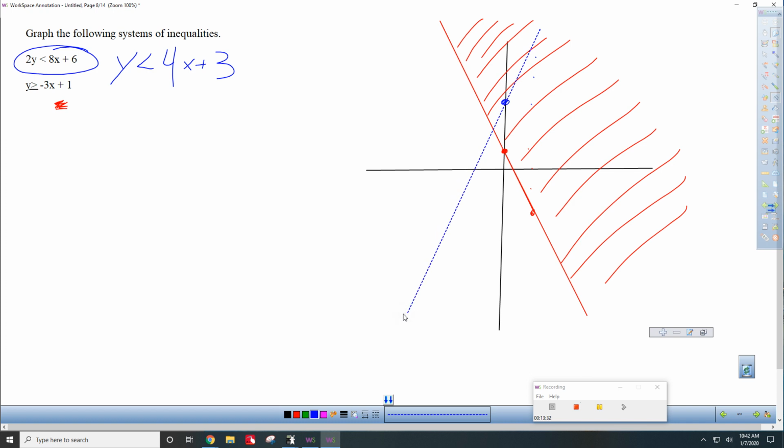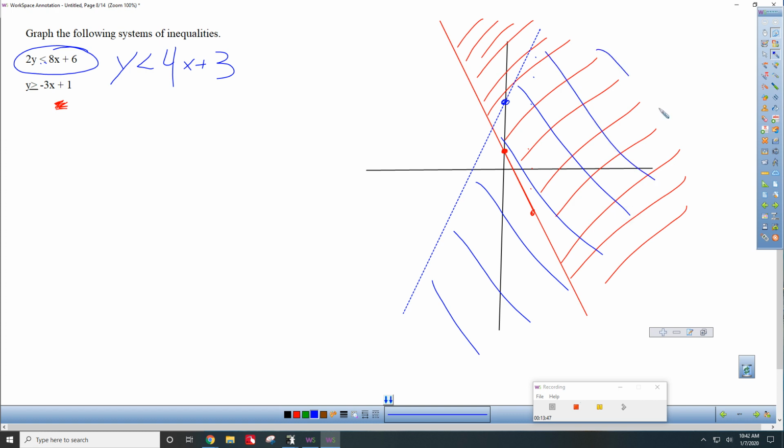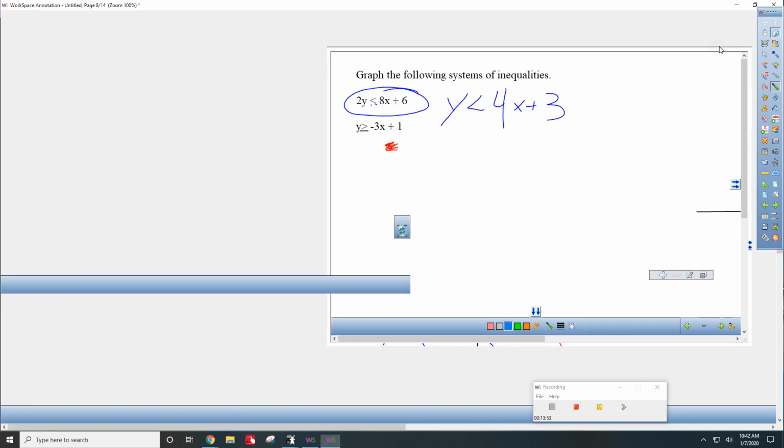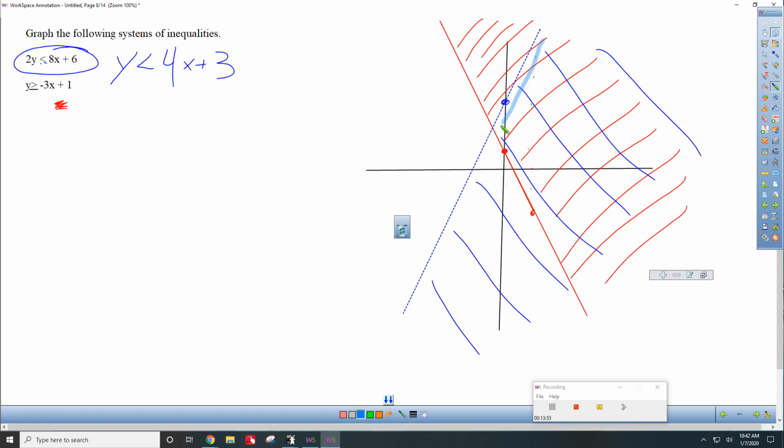Do you understand why it's dashed, Adrian? Because there's no equals to underneath. Yeah, very good. Now, y is less than. So this is going to be all below the line. So the answer to this question is the areas that overlap. Whoops. So it's going to look like this.